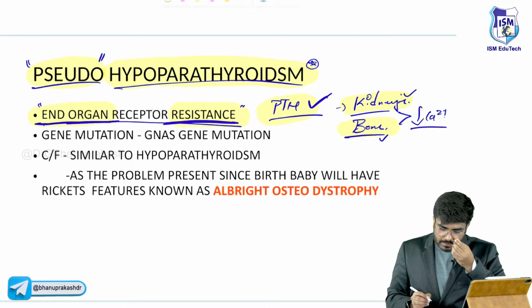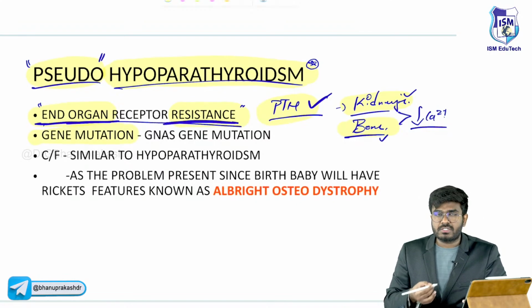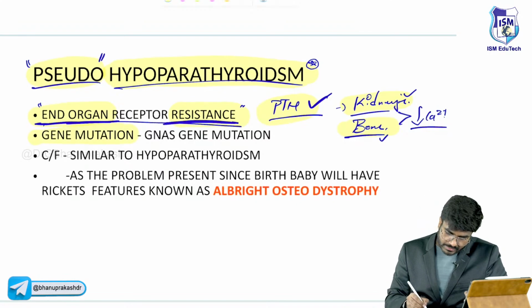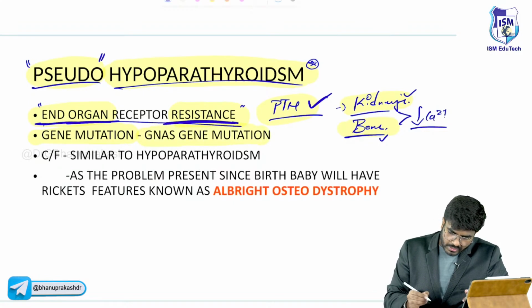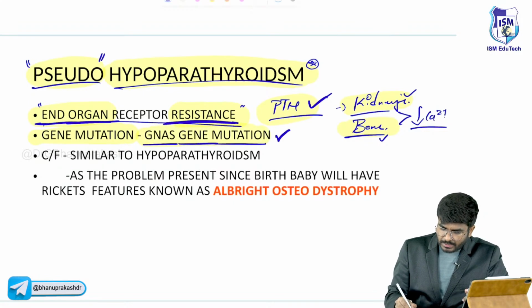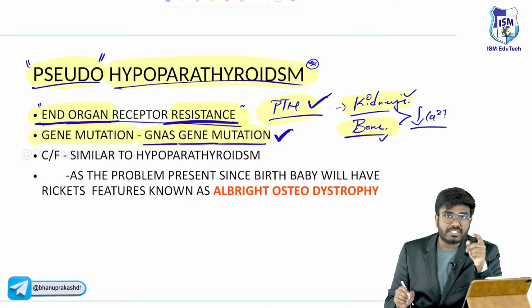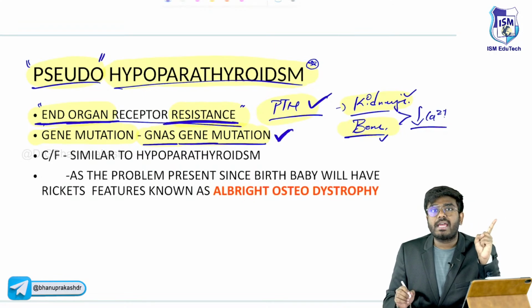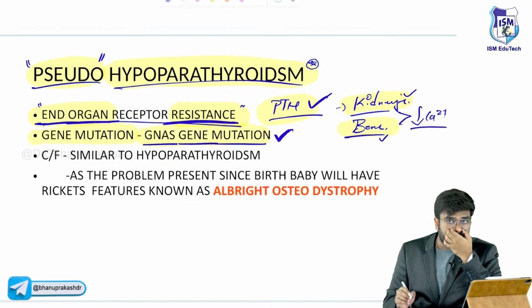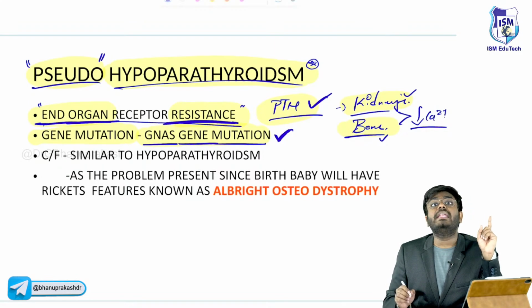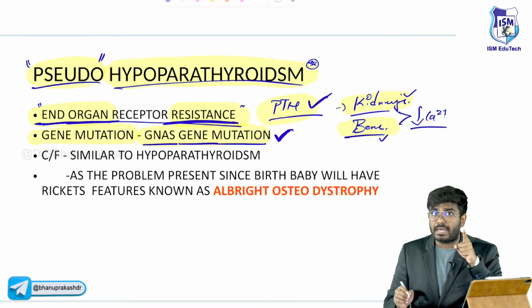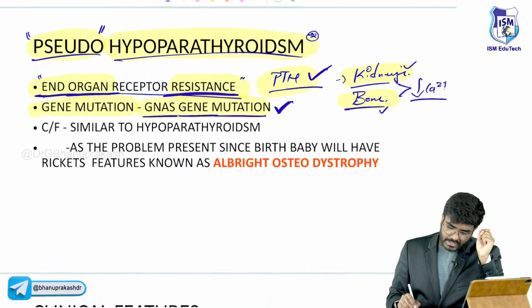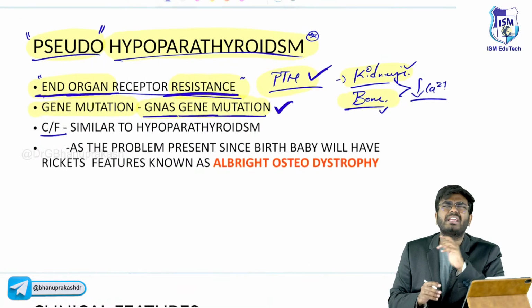It's observed that in patients who have pseudohypoparathyroidism, Gs alpha gene mutations are seen. Even in yesterday's class, when we discussed the thyroid, Gs alpha gene mutations are seen with toxic adenomas of the thyroid gland. Next, what are the clinical features? Same clinical features.